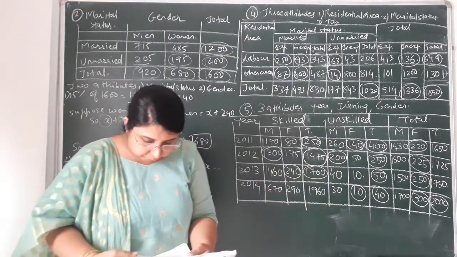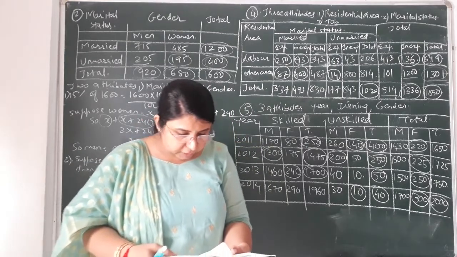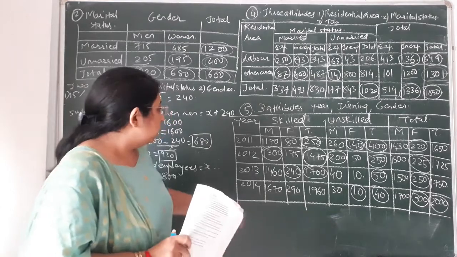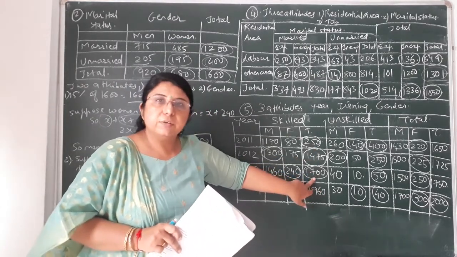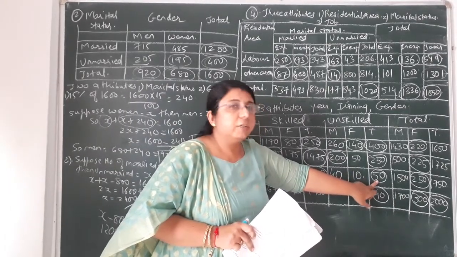Okay. Then afterwards, in the year 2013, there were 1700 skilled and 50 unskilled workers. You can see in 2013 the total number of skilled workers that I have written is 1700 and the total number of unskilled workers in 2013 that I have written is 50.